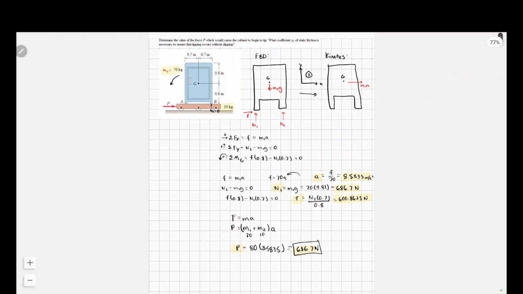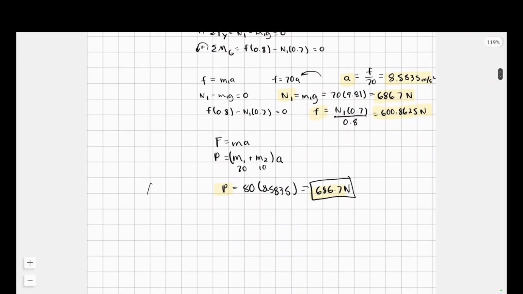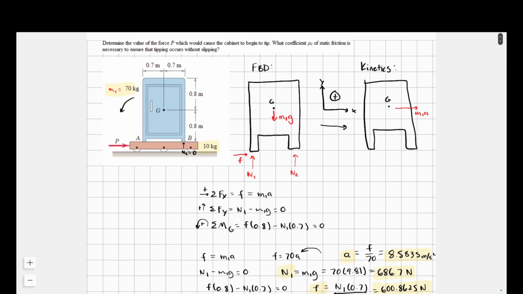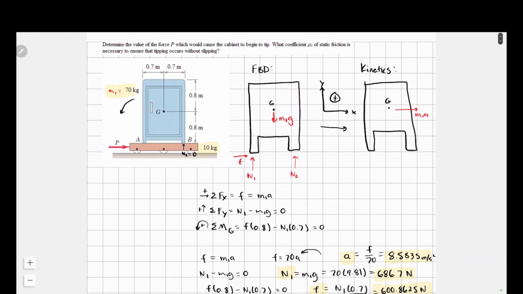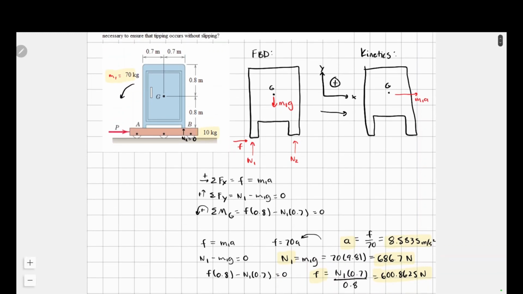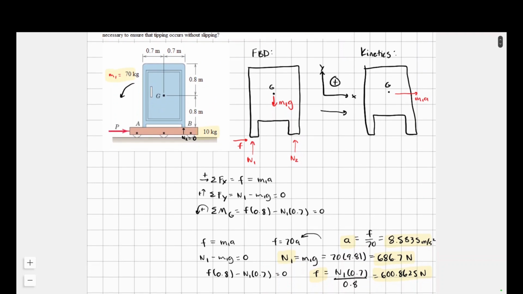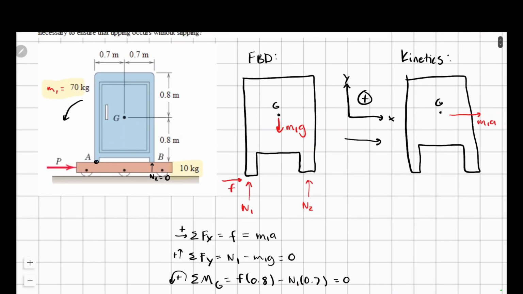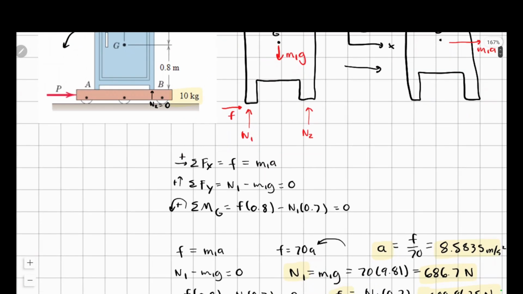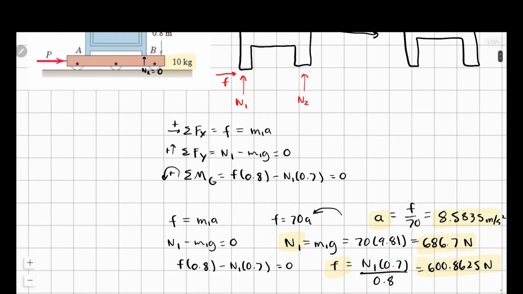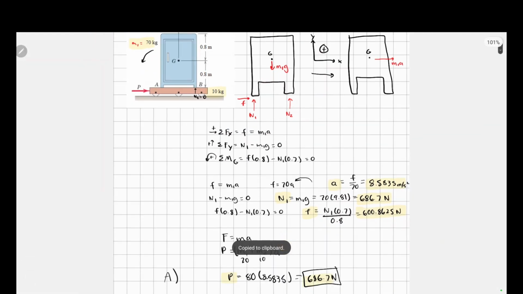And so that's for part A, or that'll just be for the first part of the question. Now the next part: what coefficient of static friction is necessary to ensure that tipping occurs without slipping? We never considered slipping, so we'll just use the equations we had up here. Which equations involve friction? These two do. I'm just going to use this top one right here because it looks easier to deal with. So let's get that equation down here.